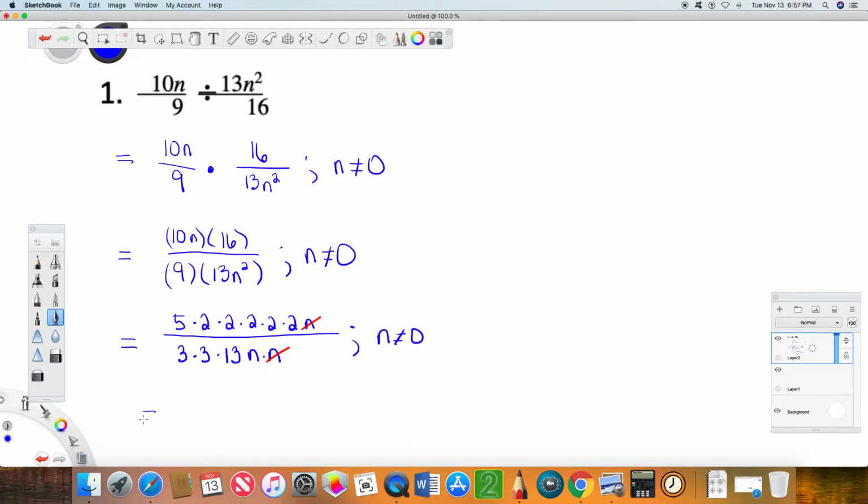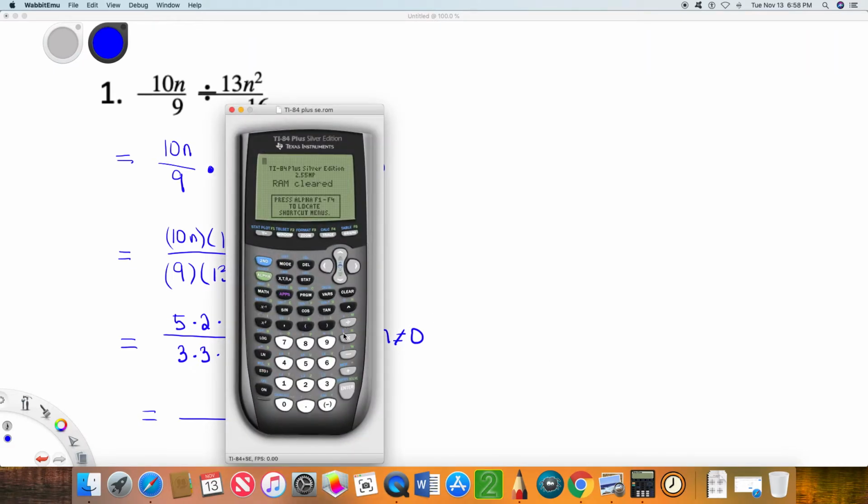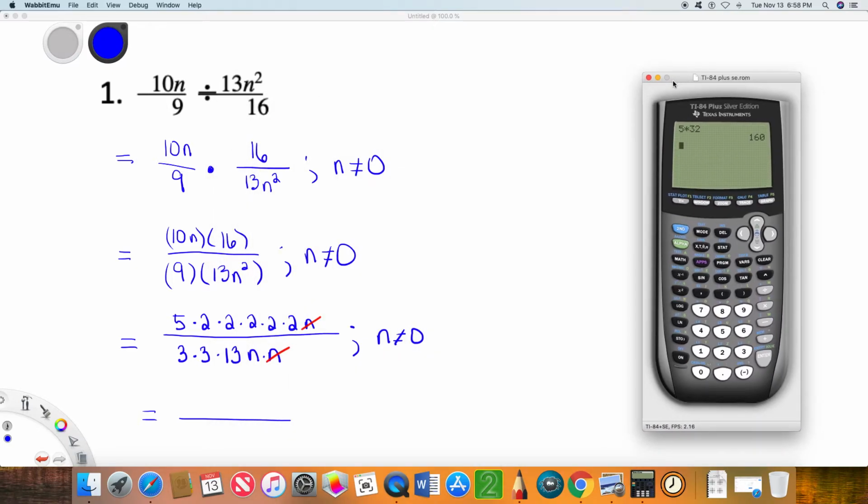All right, so I'm going to put it back together again. I'm going to multiply these values. So I have 5 factors of 2. 2 to the 5th power is 32. And 5 times 32 is like 160 maybe. Let's double check. 5 times 32 is 160.